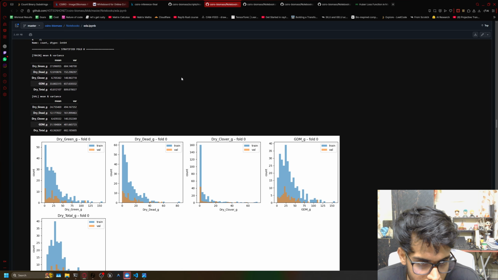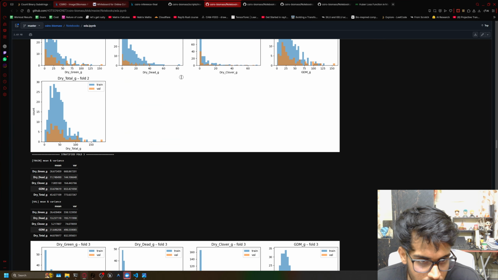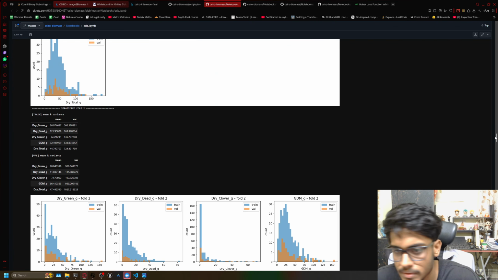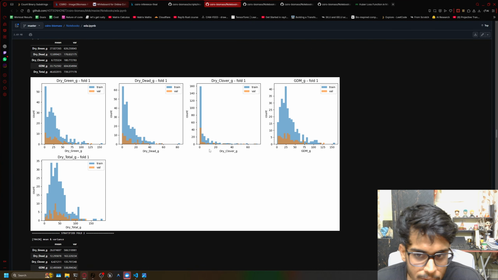I'll just scroll down, I guess. Here I have basically shown my 5-fold splits. You can see in my splits that I have a good representation of the whole data with respect to train and val.